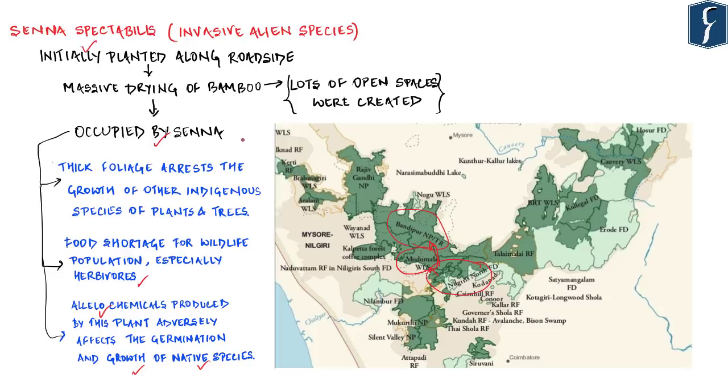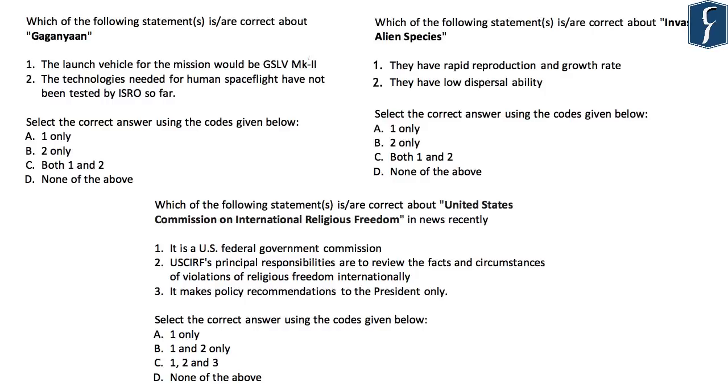Let us now solve some questions for the prelims examination. So the first question is, which of the following statements are correct about Gaganyaan? The first option is the launch vehicle for the mission would be GSLV Mark 2, which is incorrect as it would be GSLV Mark 3. And the second option is the technologies needed for human space flight have not been tested by ISRO so far, which is also incorrect. We saw that apart from one technology, all others have been tested, and hence both are incorrect, and the right answer is D, none of the above.